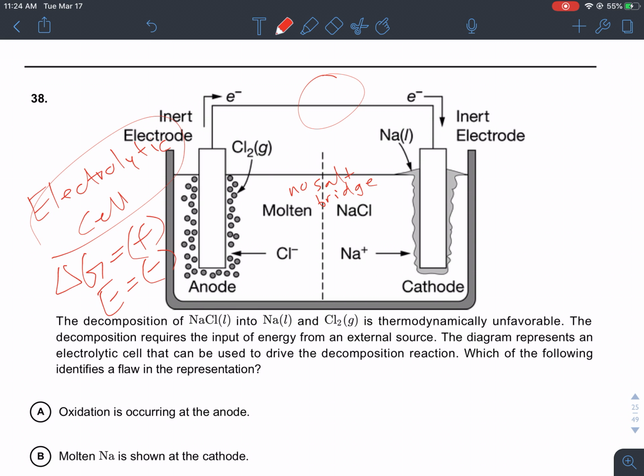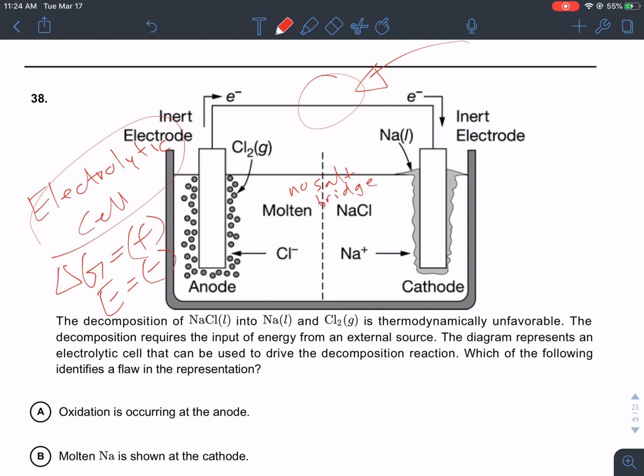If it's thermodynamically unfavorable, that means it cannot happen on its own. It needs help to happen. And where's that help? Where's that power supply? It's not here. The decomposition requires an input of energy from an external source. That's what I'm talking about. The diagram represents an electrolytic cell that can be used to drive the decomposition reaction.